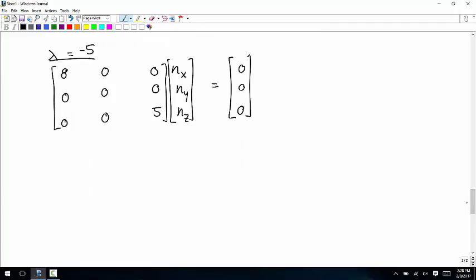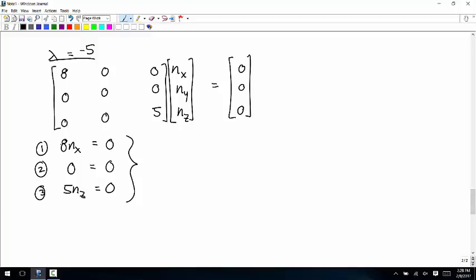And so the equations we get here: the first equation says 8nx is equal to 0. The second equation says 0 is equal to 0. And the third equation says 5nz is equal to 0. So what unit vectors meet these conditions? 0, 1, 0 and 0, negative 1, 0. Those are the two options for the outward facing normal corresponding to lambda equals negative 5.